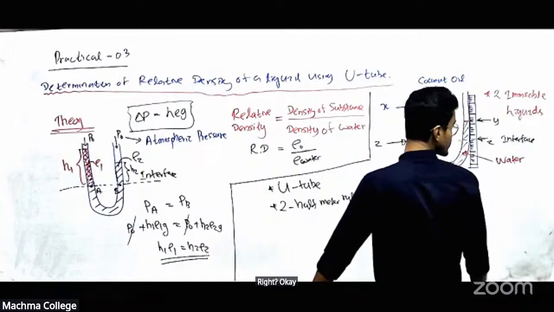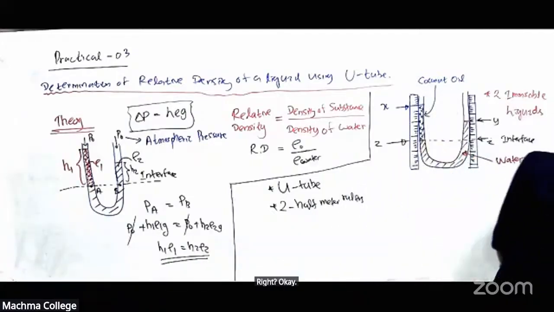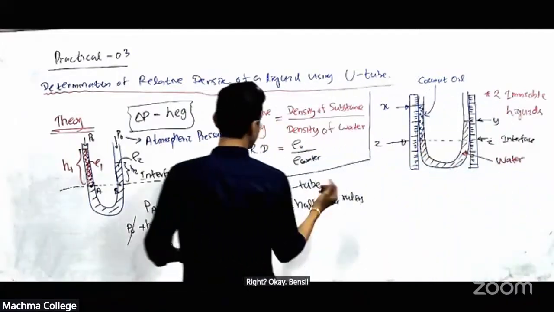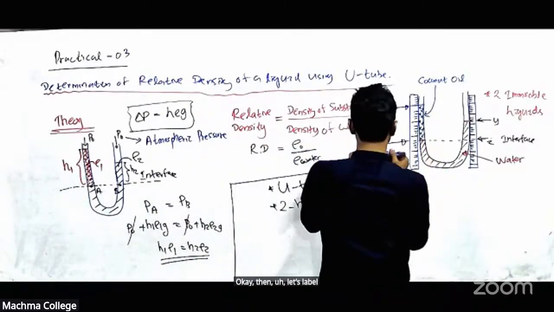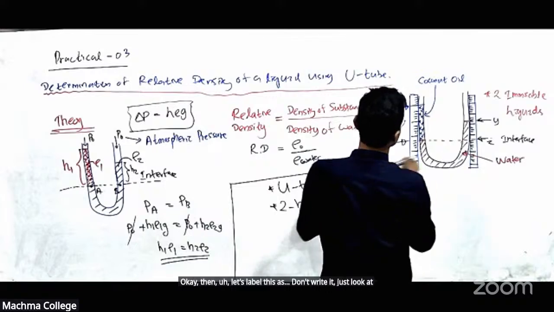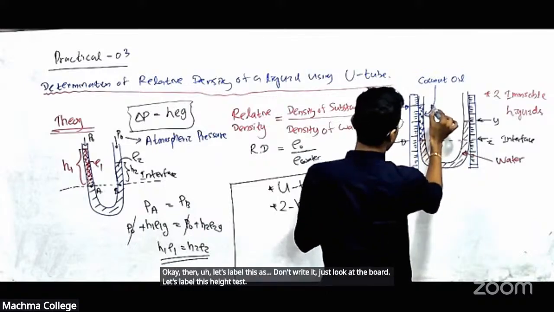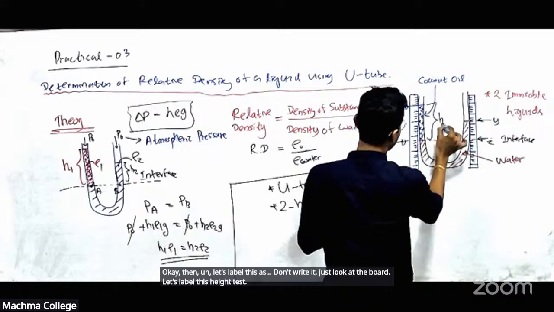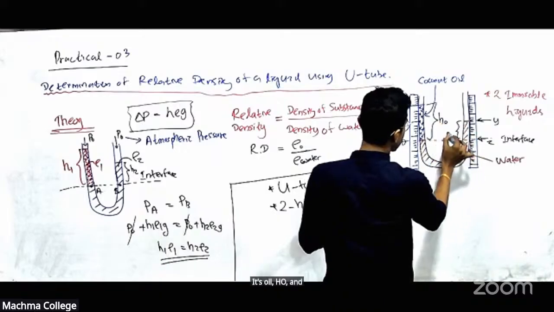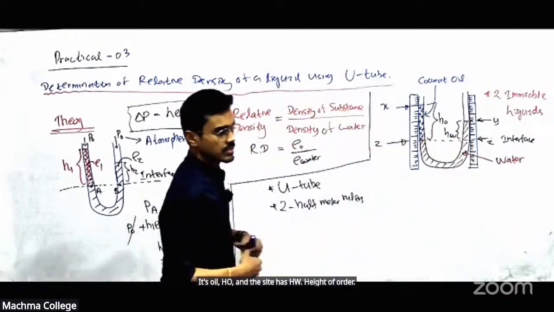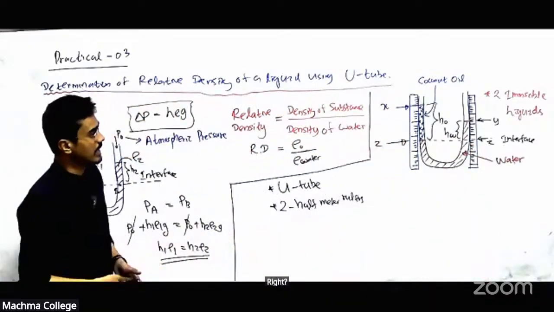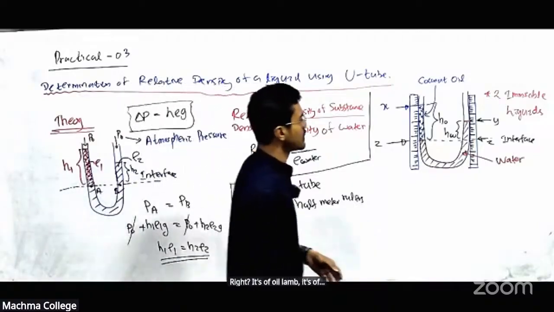Okay, to determine the density of coconut oil. Then let's label this, don't write, just look at the board. Let's label this height as H oil, HO, and this height as HW, height of water, right? H of oil and H of water.